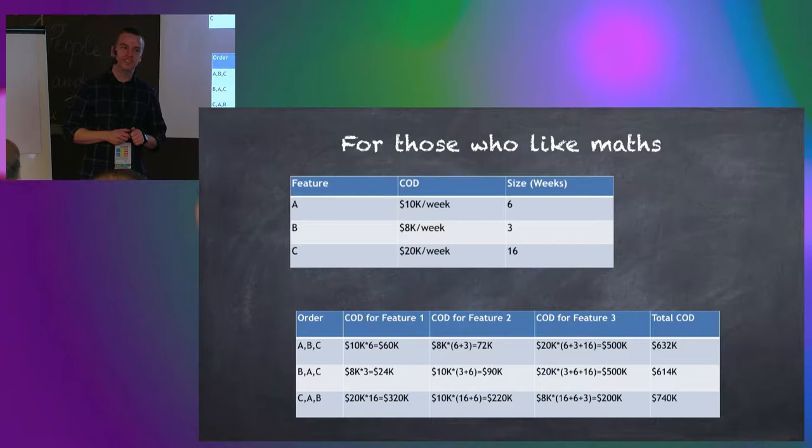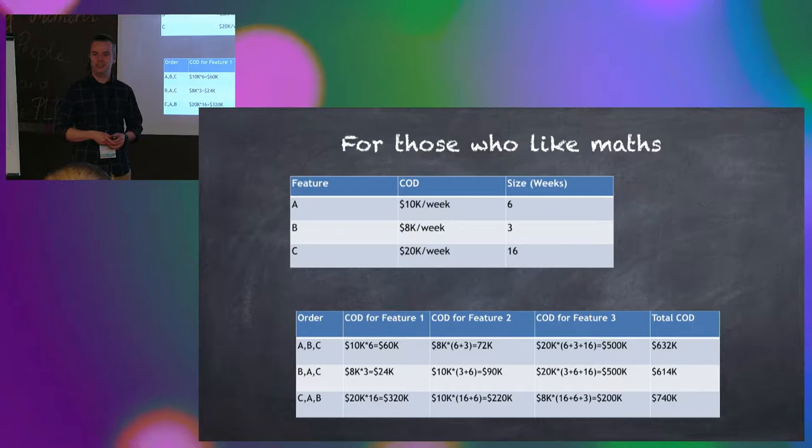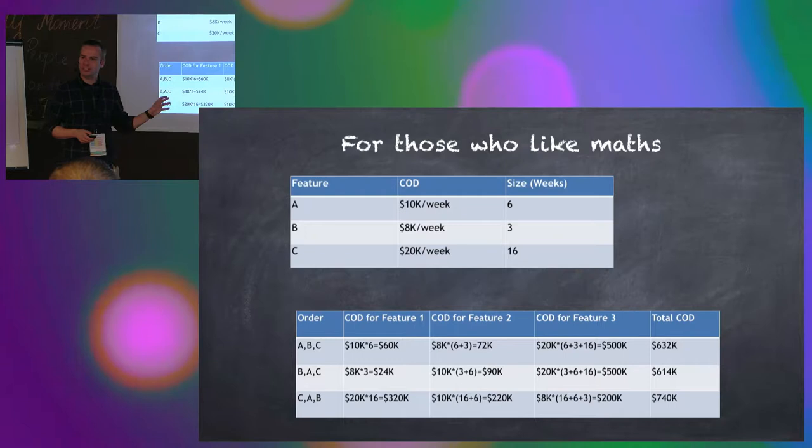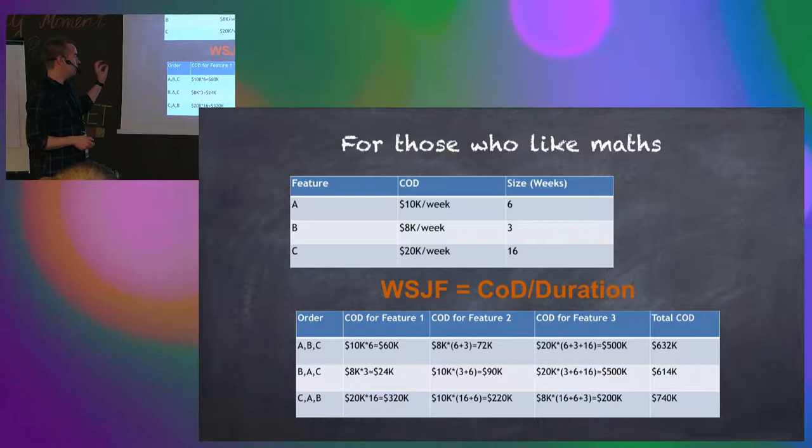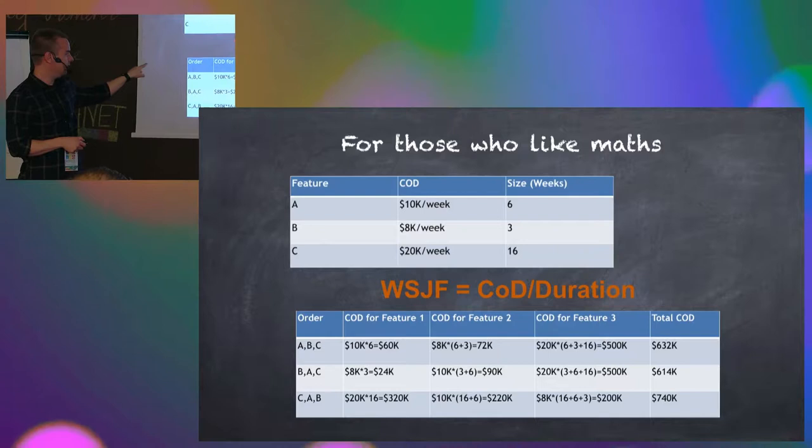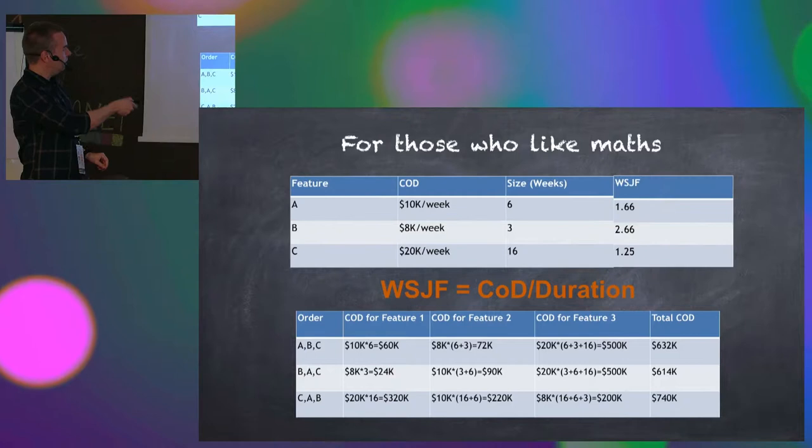The one that will bring me lower loss in my pocket. Right? I want to minimize the cost of delay. But what we've done here, we don't need to do this every time because it's very complex. We have something called weighted shortest job first, which is cost of delay divided by duration. And if we do this in here, that's what we have.